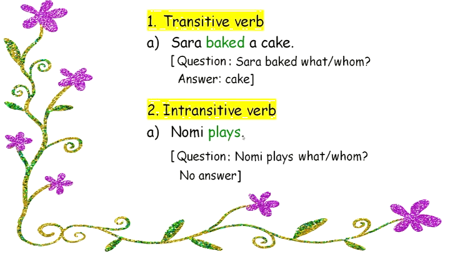Nomi plays. Now here Nomi is the subject. Plays is the verb. Is there any object? No. So that is why this verb plays is my intransitive verb. Okay? Let us see some more examples to clear this topic.